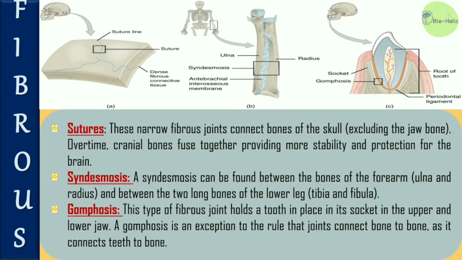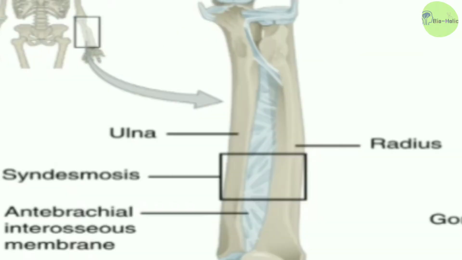Nextly, the syndesmosis. A syndesmosis can be found between the bones of the forearm, that means between ulna and radius, and between the two leg bones of the lower leg, between tibia and fibula. Here you can see the location of syndesmosis in our hand between ulna and radius.